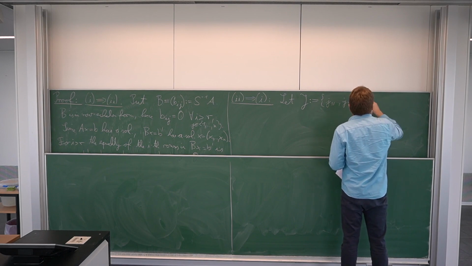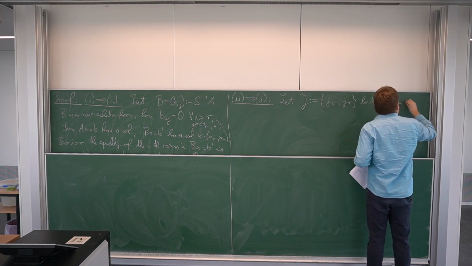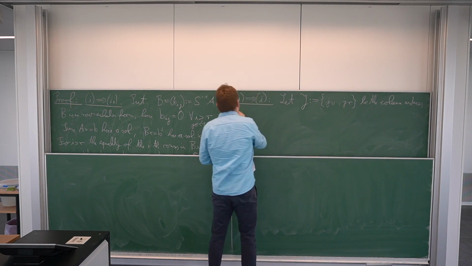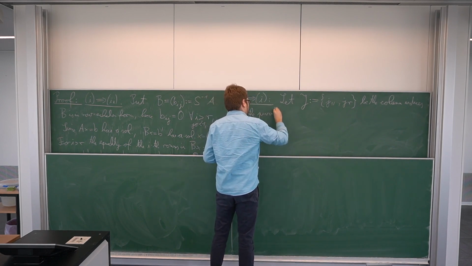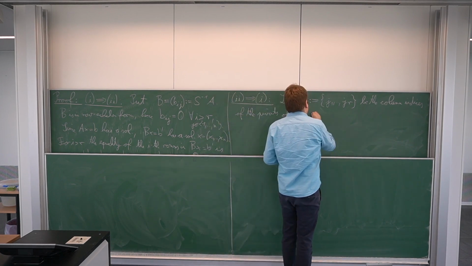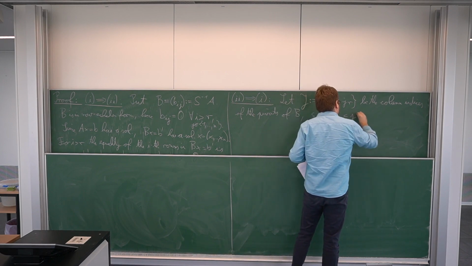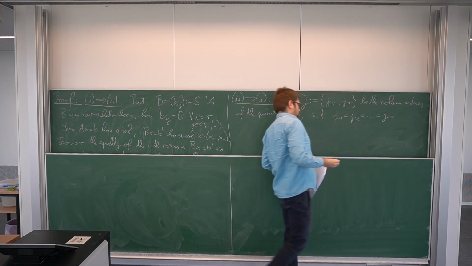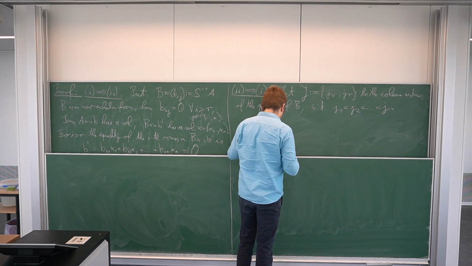So B, the column indices of the pivots of B. And we order them in the obvious way. We want that J1 is smaller than J2 and so on. Recall that there's a strict inequality between them, so we can just label them in the obvious way.